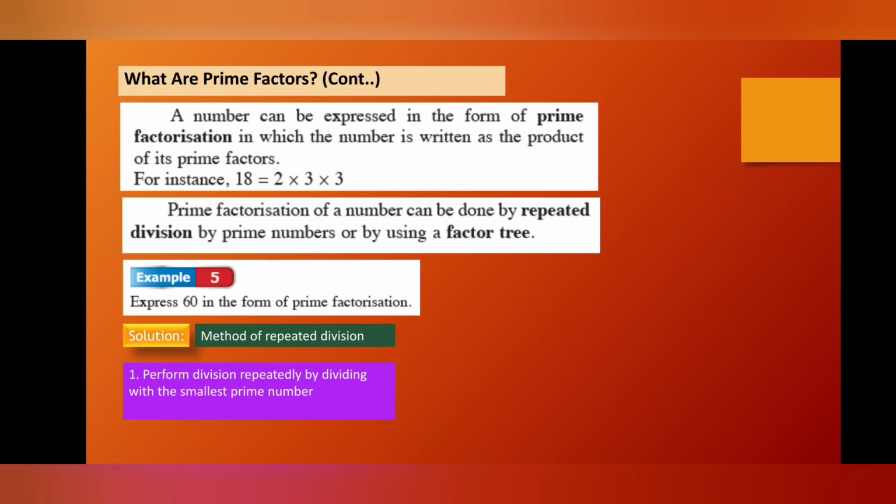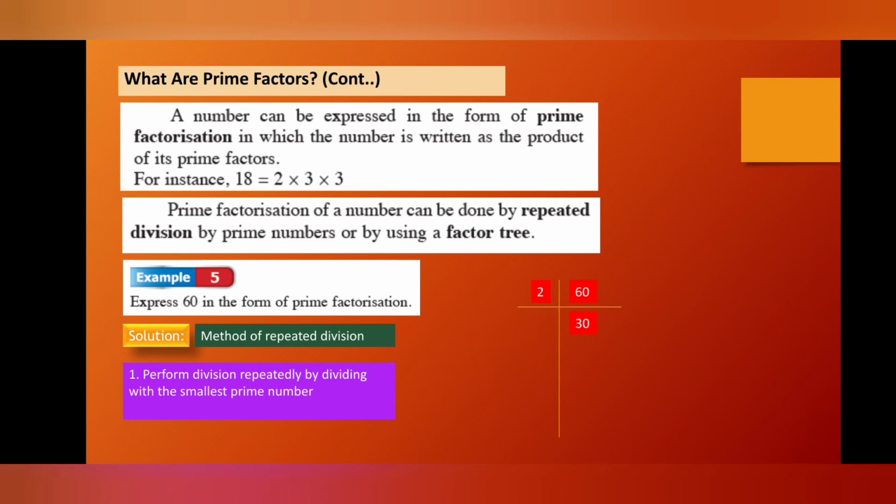First, perform division repeatedly by dividing with the smallest prime number. The smallest prime number is 2. So we need to divide by 2. Draw this vertical straight line, and next draw this horizontal line. On the right side of the line, you write the number given in the question, 60. Divide by the smallest prime number, which is 2. 60 divided by 2 is equal to 30.